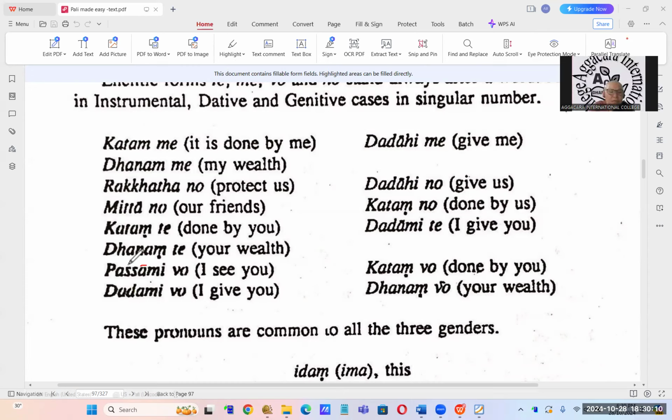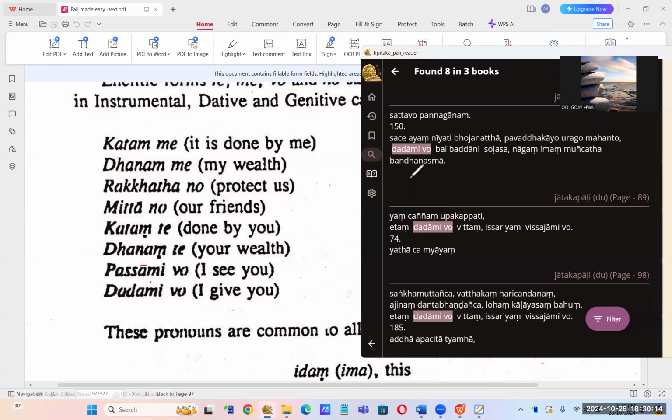If you want to make it as accusative, or instead which one? Tatami... Yes, I give... you can put you as one, yes, that indirect. Yes. Look at the example here: vitam is wealth, all right?